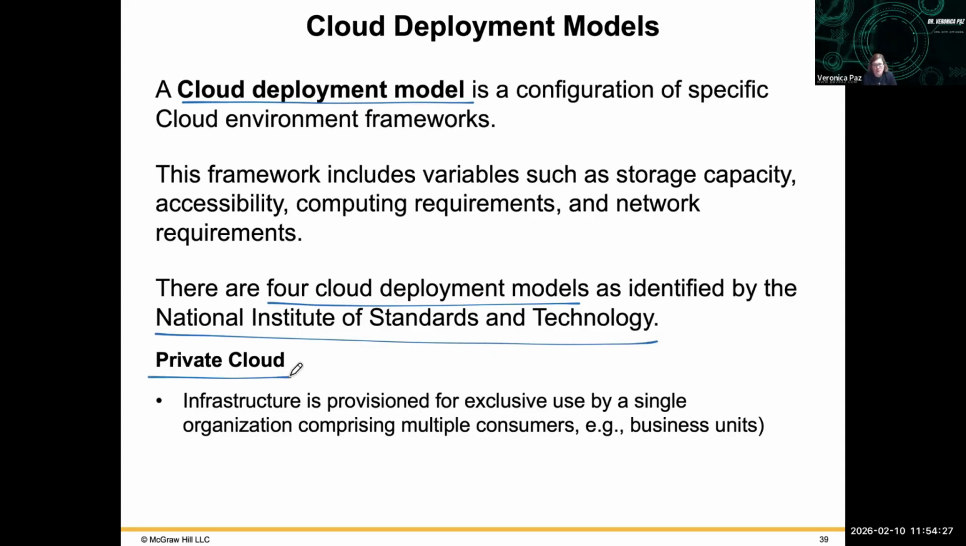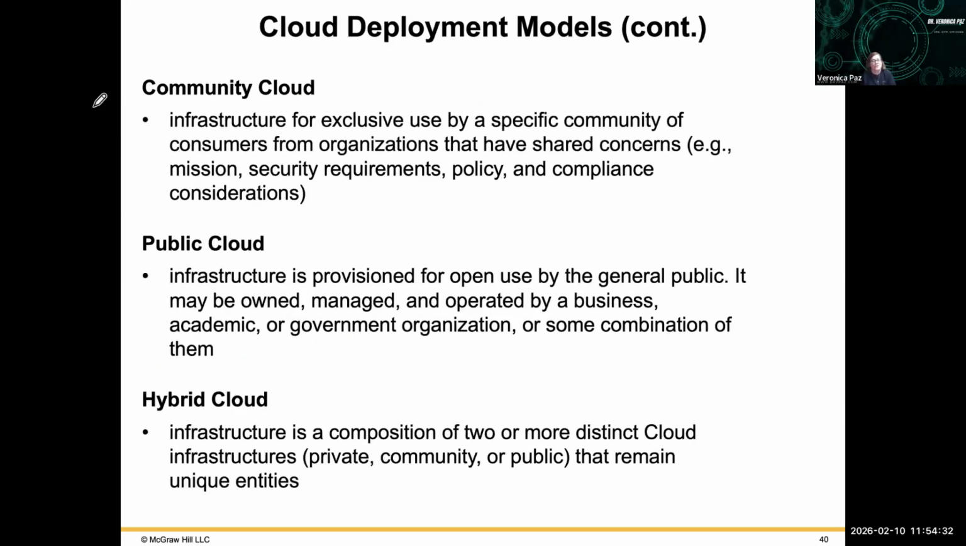You can have a private model, which is basically one organization and a bunch of business units, or you can have a community cloud, which is for a specific community within the organization. Or you could have a public cloud, which is owned and managed by a business, an academic institution, or government. Or you could have a hybrid cloud, which is a combination of a couple of them. And that's what I see more commonly. So with hybrid, you might have a community and a public cloud, or a community and a private cloud. Or you could have all of them combined because of the different business units that are using it.